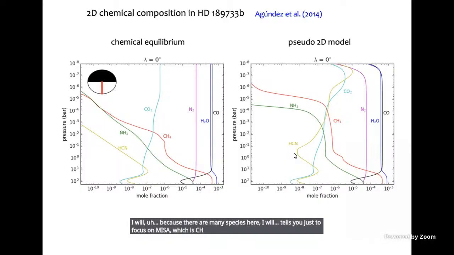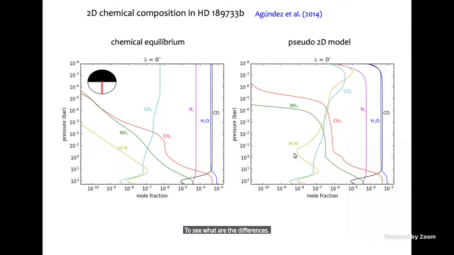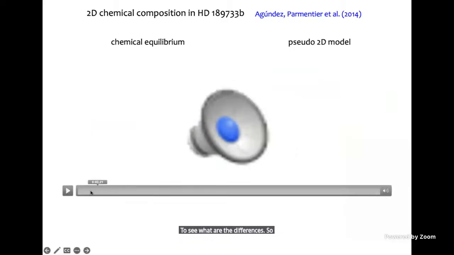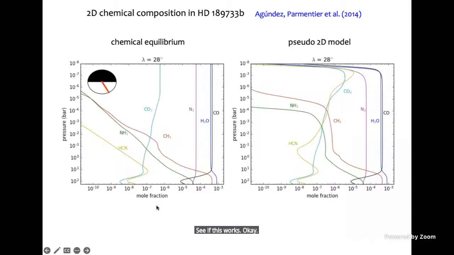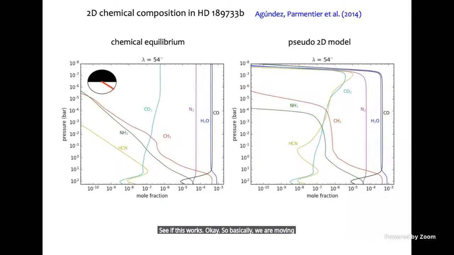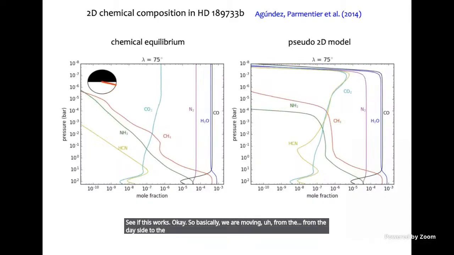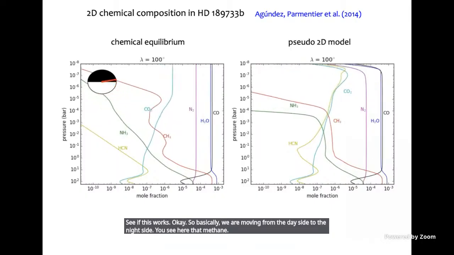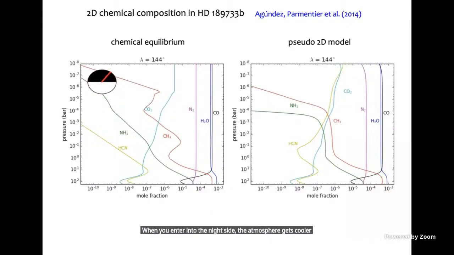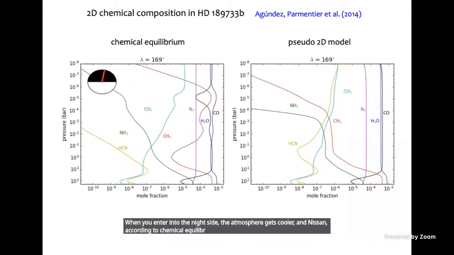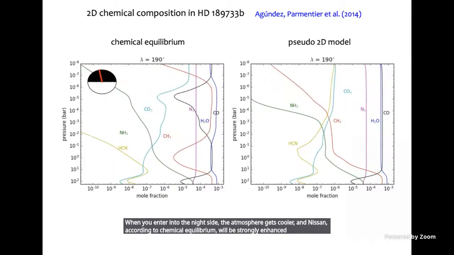CH4, which is the red curve, okay? To see what the differences are. Sorry. So let's see if this works. Okay. So basically, we are moving from the day side to the night side. You see here that when you enter into the night side, the atmosphere gets cooler, and methane, according to chemical equilibrium, will be strongly enhanced, even becoming more abundant than CO.